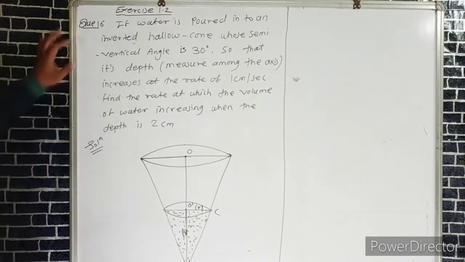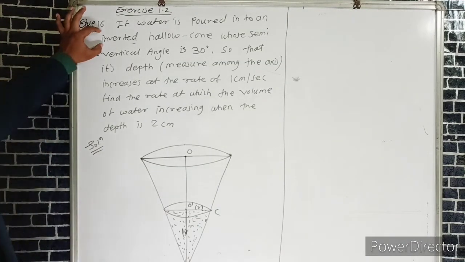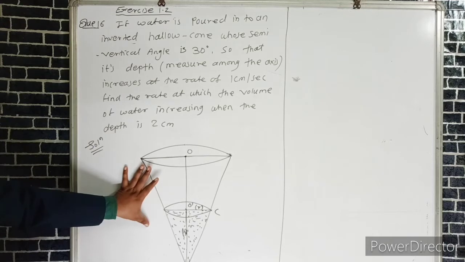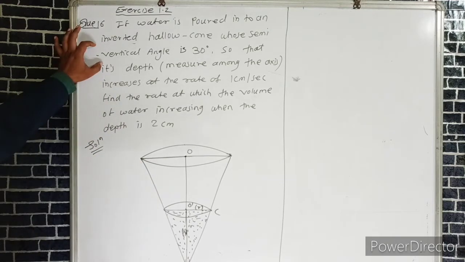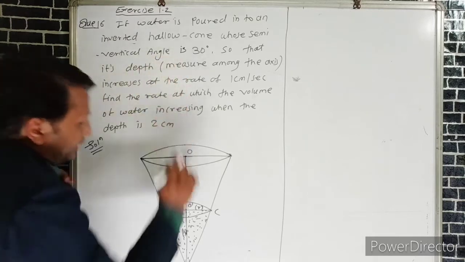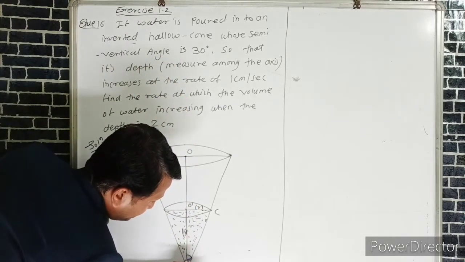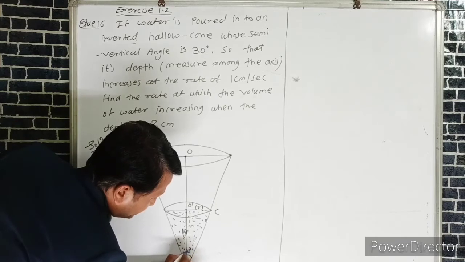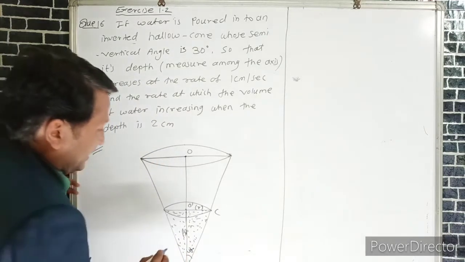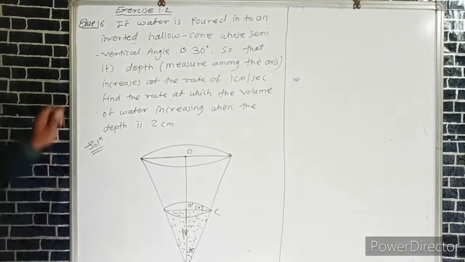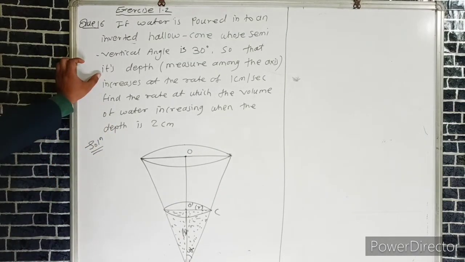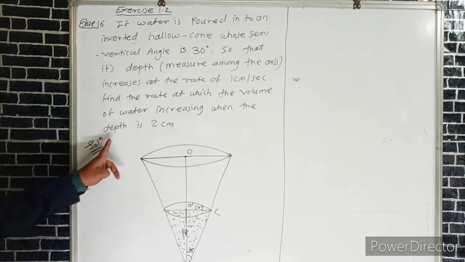So the next question number 16, which is, if water is poured into an inverted hollow cone. So for example, this is a hollow cone whose semi-vertical angle is 30 degree. Semi-vertical angle means here the angle between this, which is 30 degree. So that its depth measured along the x-axis increases at the rate of 1 centimeter per second. Find the rate at which the volume of the water is increasing when the depth is 2 centimeter.